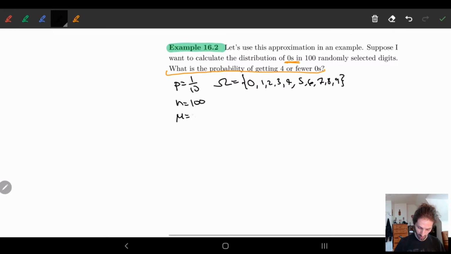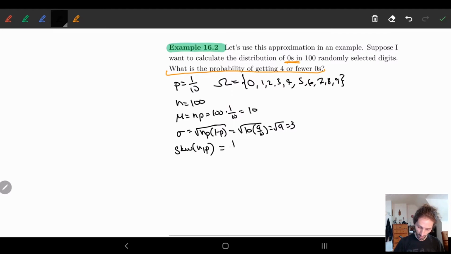So what other things do we know? We know mu is equal to np, which is 100 times 1 over 10, which is equal to 10. We might as well calculate sigma. Sigma is equal to the square root of np(1 minus p), which is the square root of 10 times 9 over 10, so the square root of 9, which is 3. Then we can calculate the skewness, because we're going to need this as well. This is (1 minus 2p) over sigma. So we have 1 minus 2 times 1/10, divided by 3. That's 1 minus 1/5 divided by 3, so 4/5 divided by 3. Flip it and reverse it, we get 4/5 times 1/3, so 4/15.